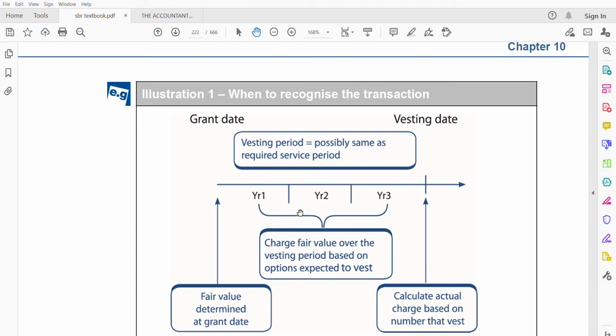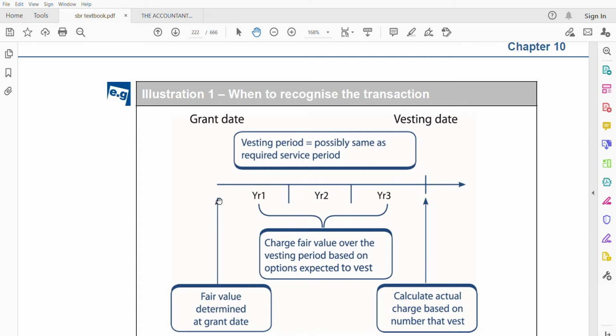From year 1 to year 3, this is known as the vesting period, possibly the same as the required service period. Yes, mostly it is equal to the service period. If you are giving services for 3 years, you can say the vesting period is 3 years. And from 1 to 3, the fair value is charged over the vesting period based on options expected to vest. Not all options will be exercised. So if you expect the options will be exercised, that fair value will be spread across the 3 years. And the fair value is determined at grant date.